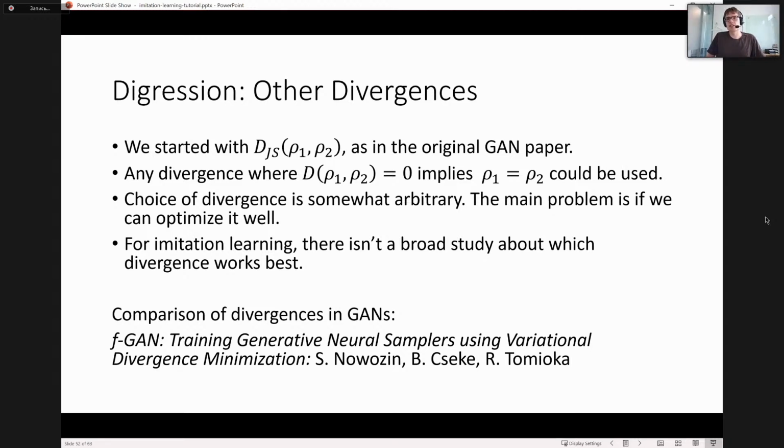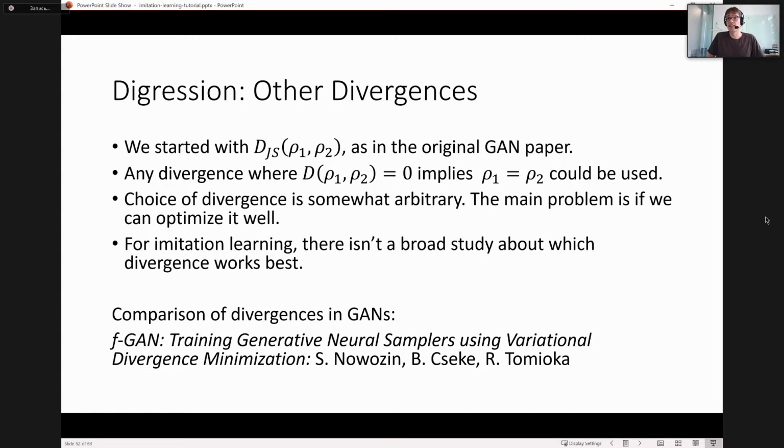If you're interested more broadly in the question of which divergence should I use, what is the best divergence, a good reference for that for GANs is the f-GAN paper. So do have a look at that. The general takeaway that you can draw from this paper is that the important thing for picking the divergence is how easy it is to optimize.